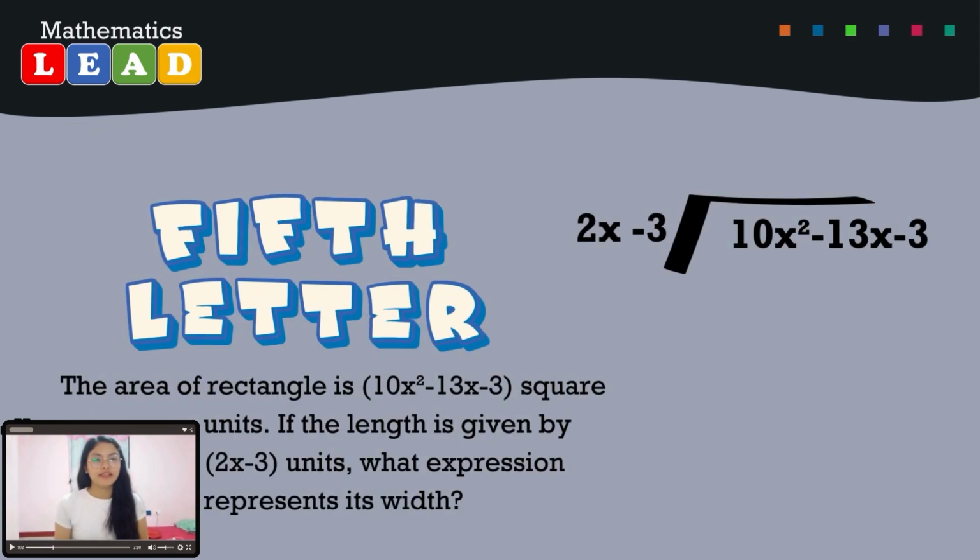And for our fifth letter, the area of a rectangle is 10x squared minus 13x minus 3 square units. If the length is given by 2x minus 3 units, what expression represents its width? We will be utilizing the long division method.